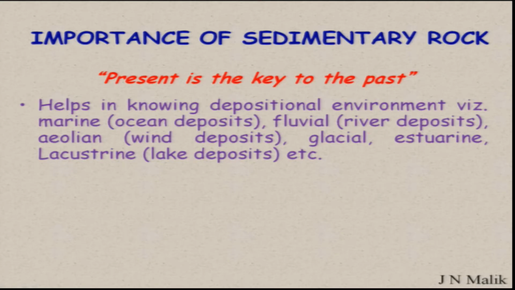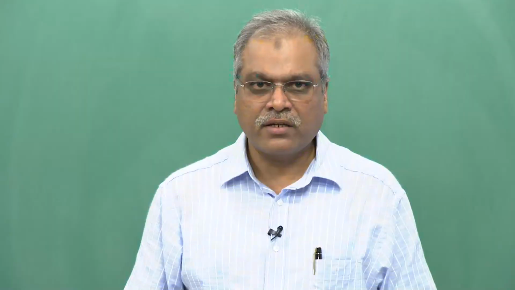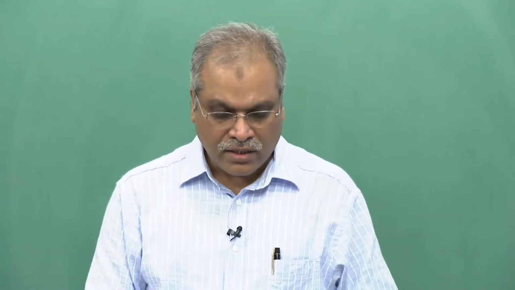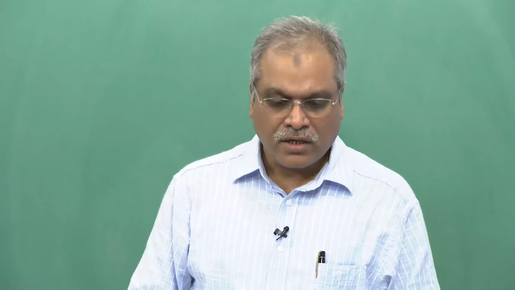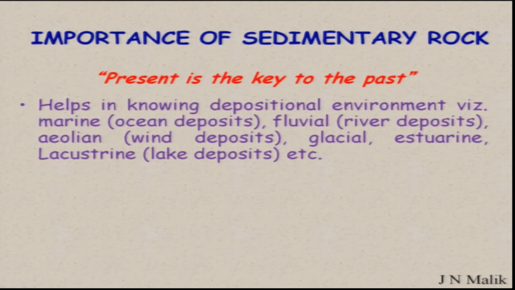The depositional environment is either a marine ocean deposit, or fluvial deposits, or aeolian deposits, or glacial, estuarine, lacustrine. Now why is it important? When you look at some areas, for example in the Himalayas, we see marine deposits. From where did they come, because right now we don't have any ocean in that area? Based on the fossil contents, geologists and paleontologists have identified that some of the Himalayan rocks are rich in marine deposits. So how did those marine deposits come? We can go back into the history and try to identify.